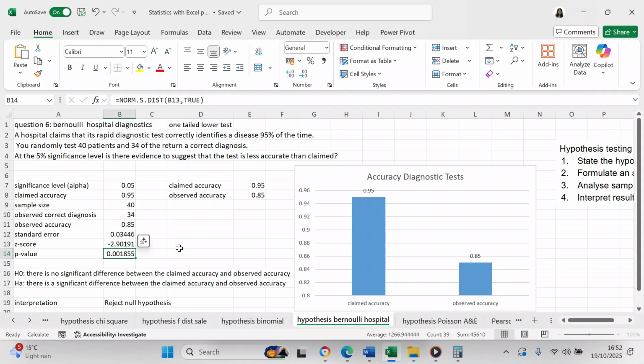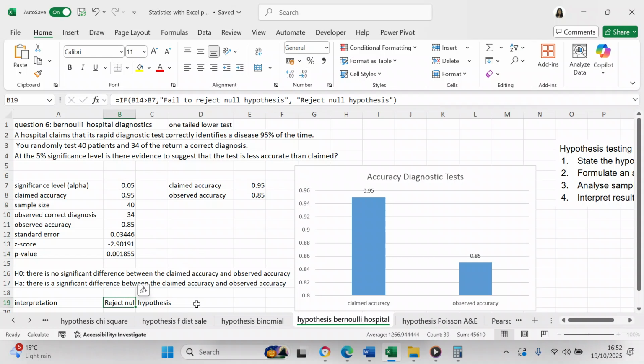hypothesis. So the null hypothesis is there is no significant difference between the claimed accuracy and the observed accuracy. And the alternate hypothesis is there is a significant difference between the claimed accuracy and the observed accuracy. So now we're going to interpret this, although we know that since the p-value is less than the alpha, or the significance level, you're going to have to reject the null hypothesis.